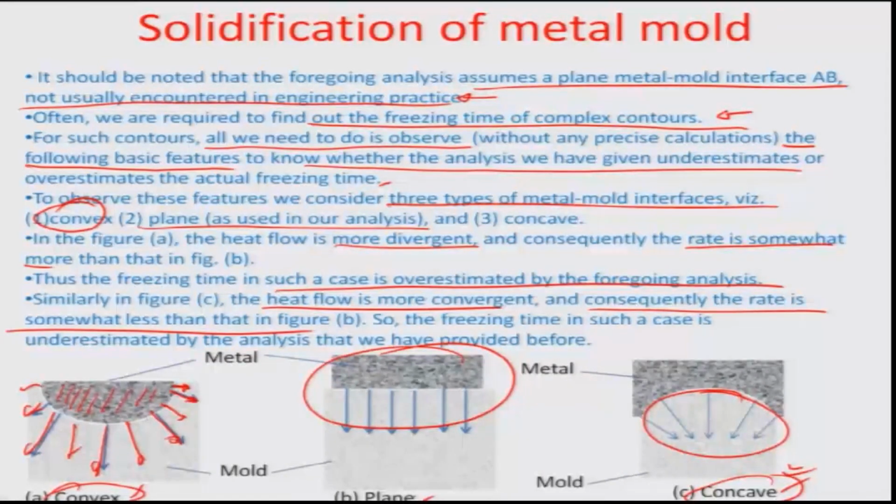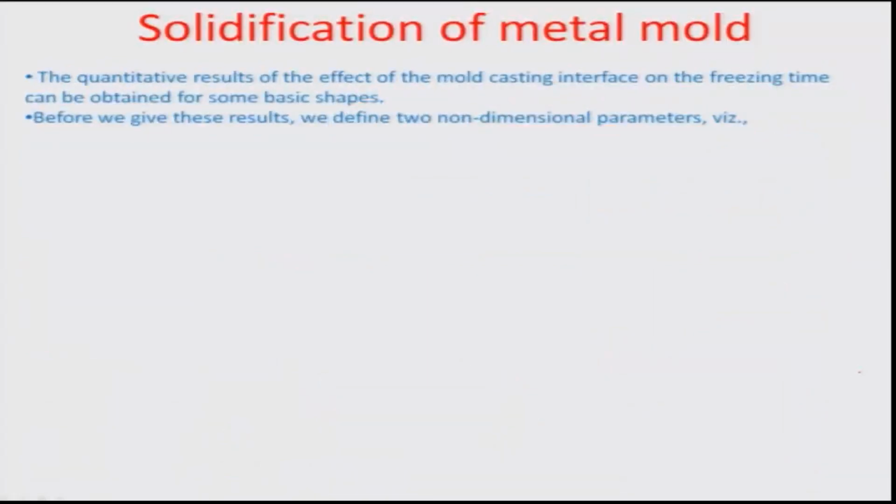So therefore the freezing time has to be different, at least intuitively that is what we can look at and see from these different shapes here, that how the convexity or concavity may be able to underestimate or overestimate the freezing time. So the quantitative results of the effect of the mold casting interface on the freezing time can be obtained for some basic shapes, and I am not going to go into the thermal engineering theory behind it.